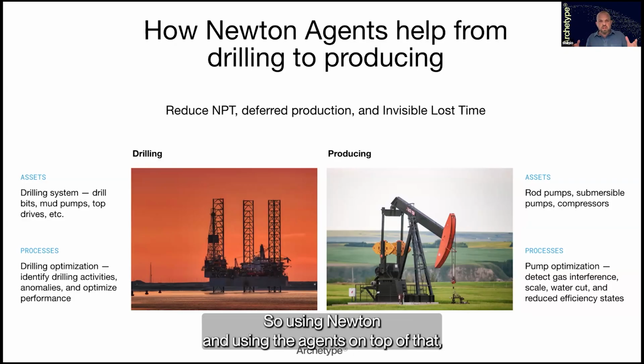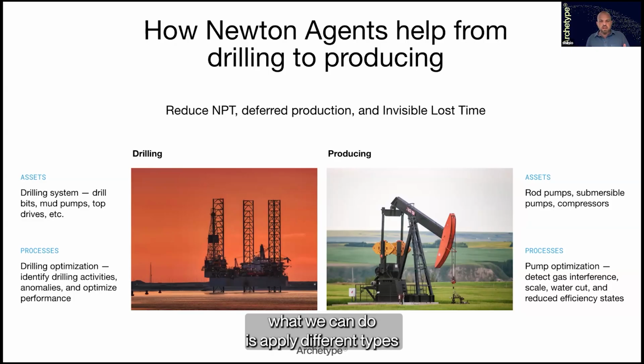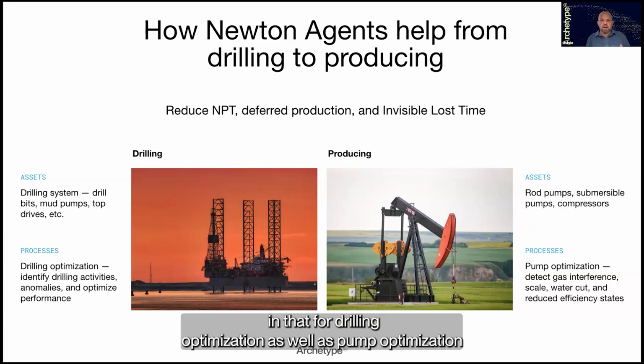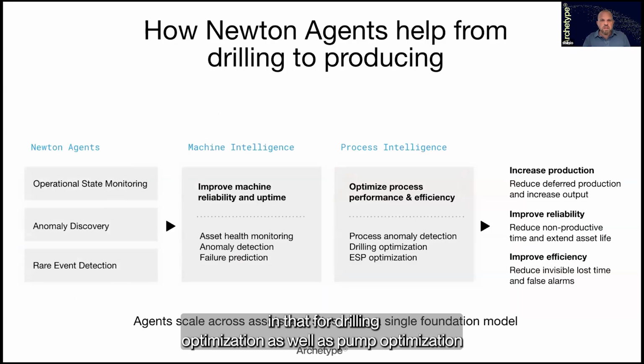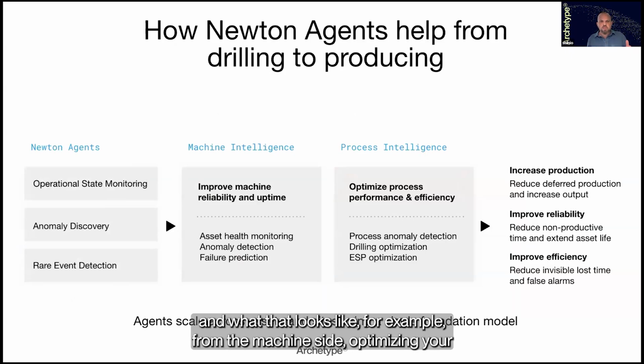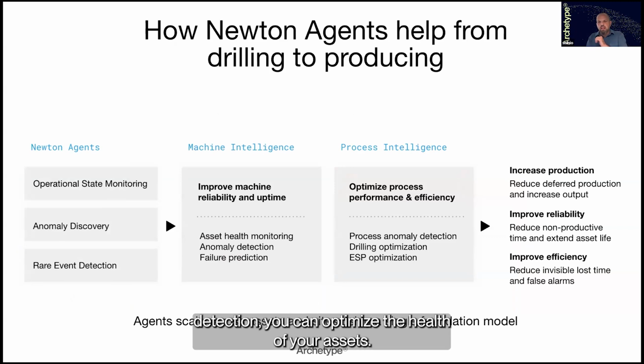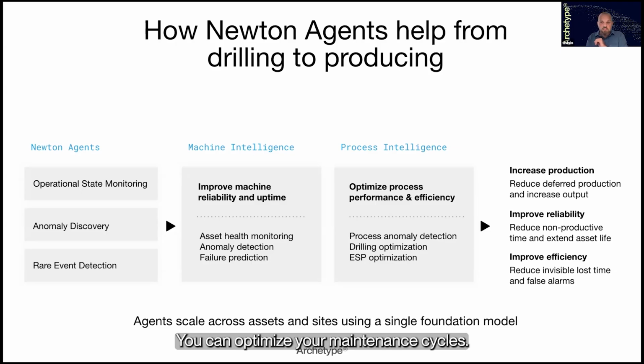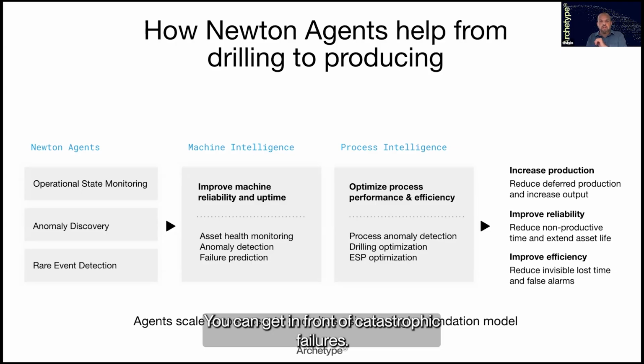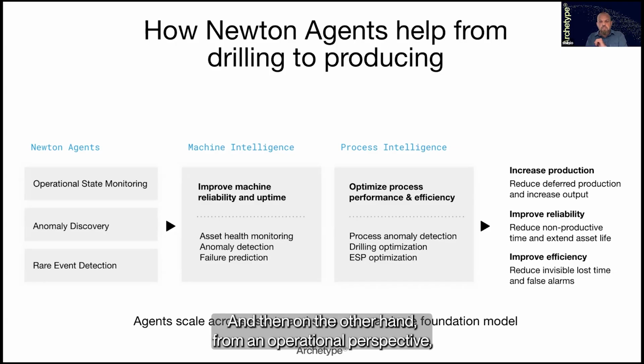So using Newton and using the agents on top of that, what we can do is apply different types of agents to help you in that for drilling optimization as well as pump optimization. And what that looks like, for example, from the machine side, optimizing the operational state or looking for anomalies or rare event detection. You can optimize the health of your assets. You can optimize your maintenance cycles. You can get in front of catastrophic failures.